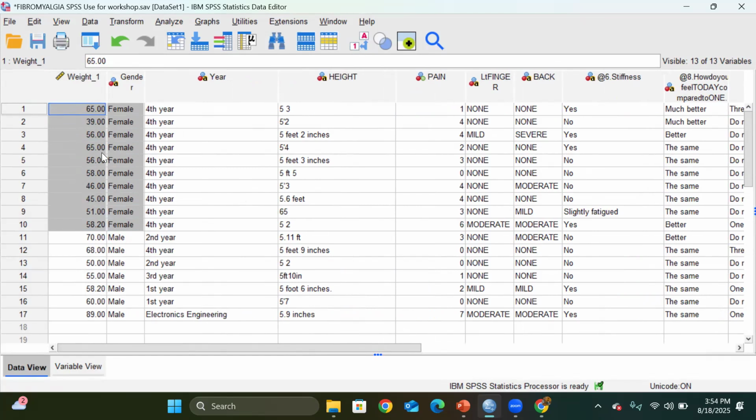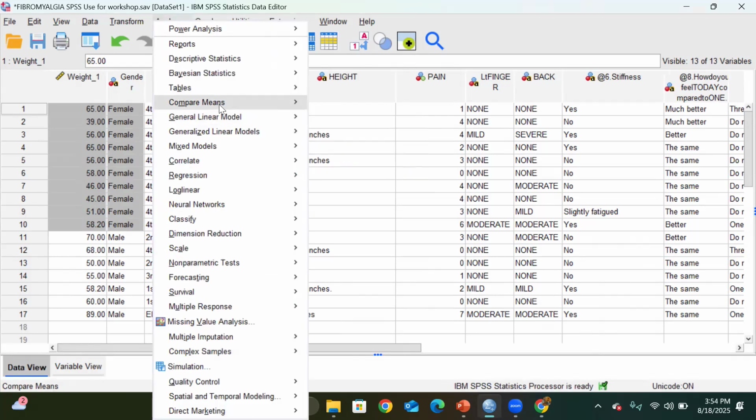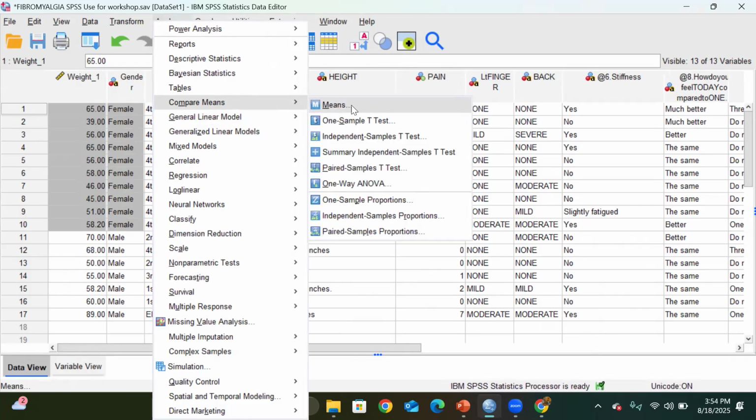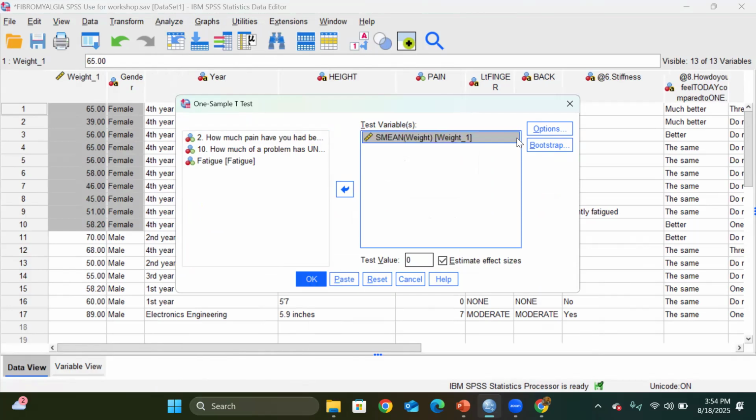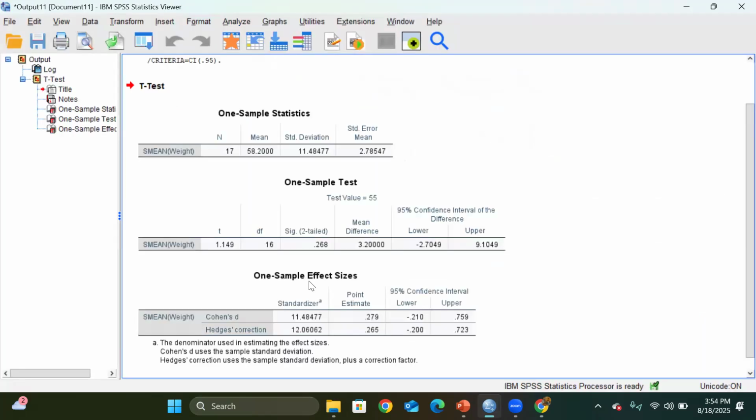Okay, so what will I do? I will go here in Analyze and in Compare Means. I am not going to compare means, I am going for the one sample t-test. And I will put the weight here. Okay. And my test value, I say the Pakistan mean population weight is around 55, and I will run it, okay.